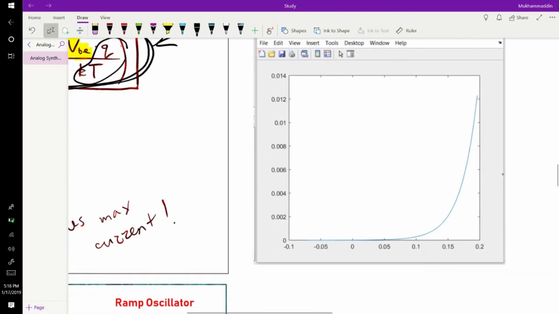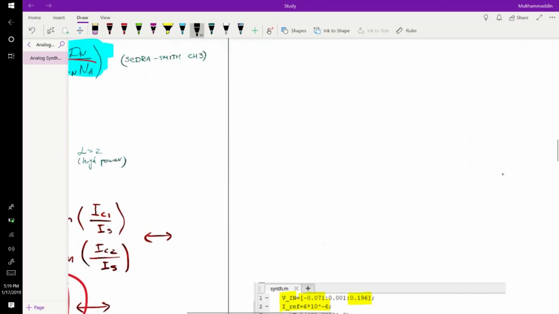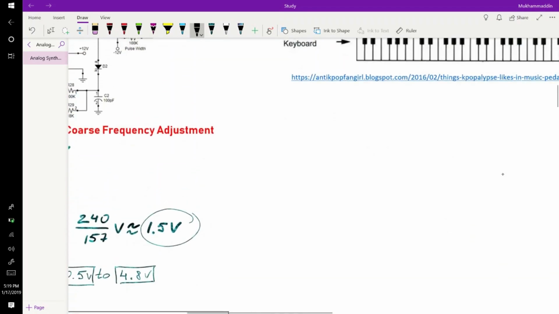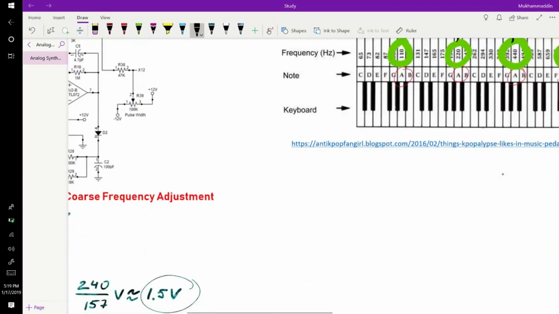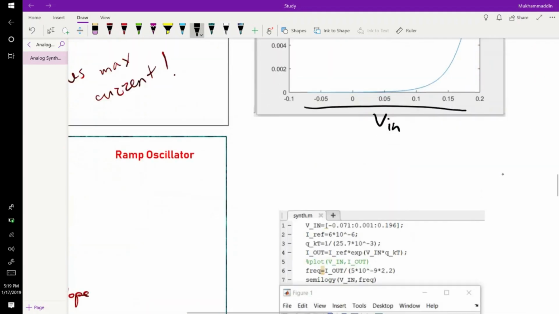And if you look at the curve, this is exactly what we wanted to achieve. We have a linear change in voltage, so this is V in, and we have an exponential change in current. And the shape is exactly what we wanted.